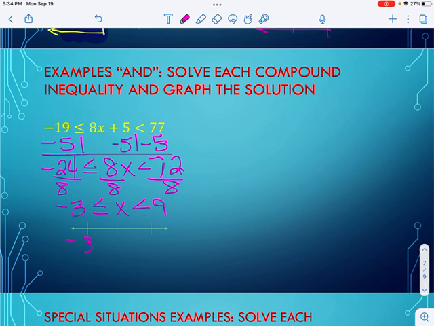So I come in, negative 3, 0, and 9. It says negative 3 is less than or equal to x, and that means x would be bigger, so it'd shade that way. And then the second one is x is less than 9, so that would shade that way. So the part that's being overlapped is in between. And that's how we would do our OR and our AND statements.